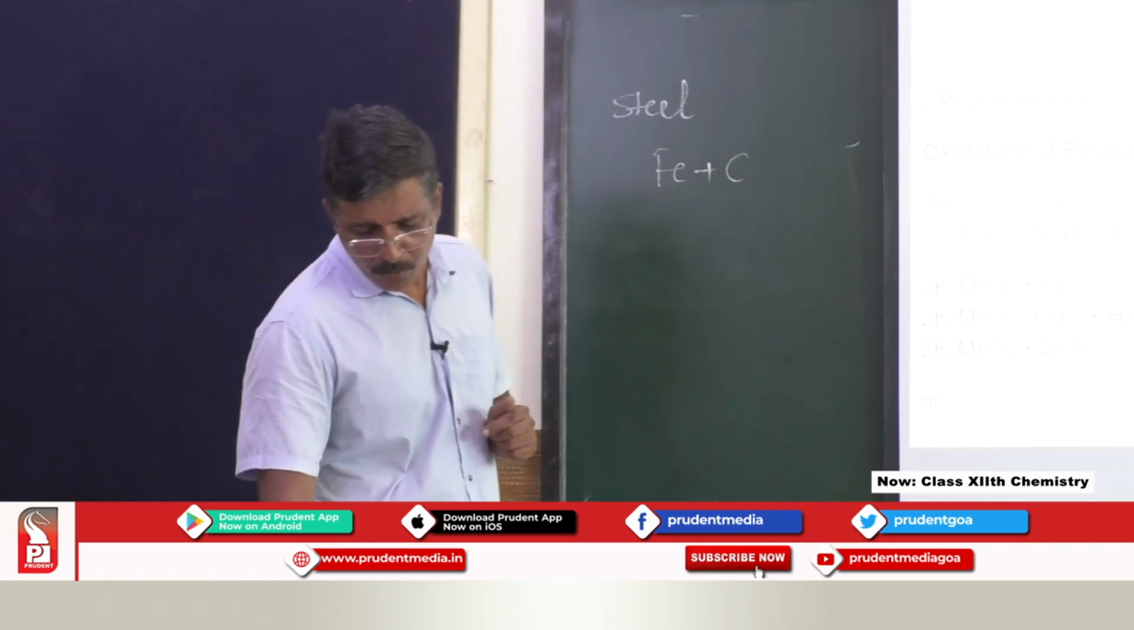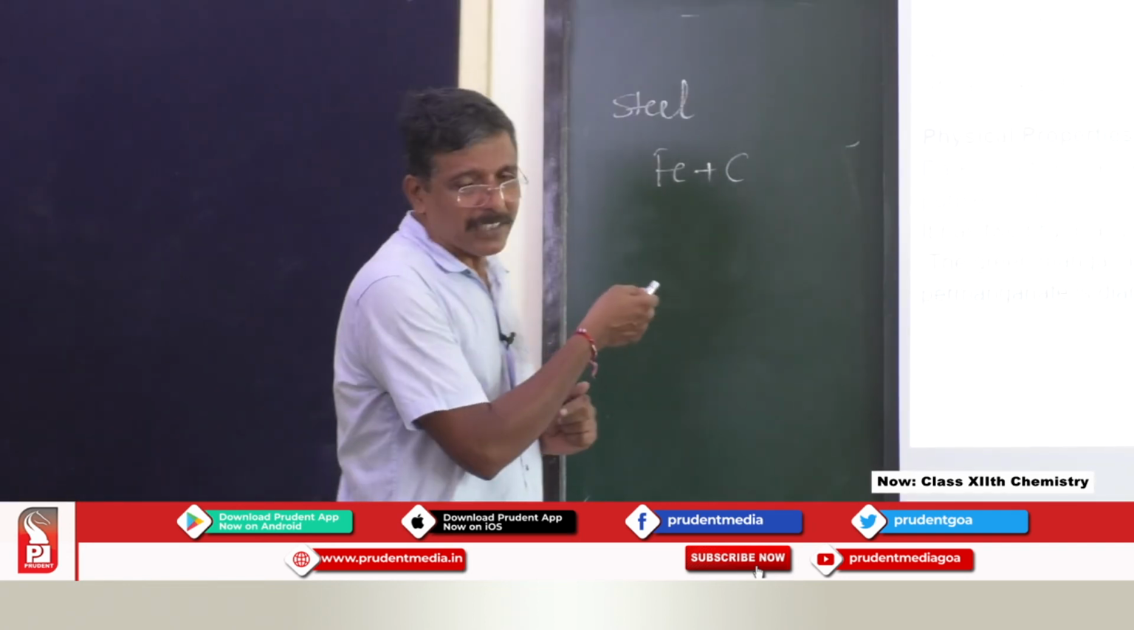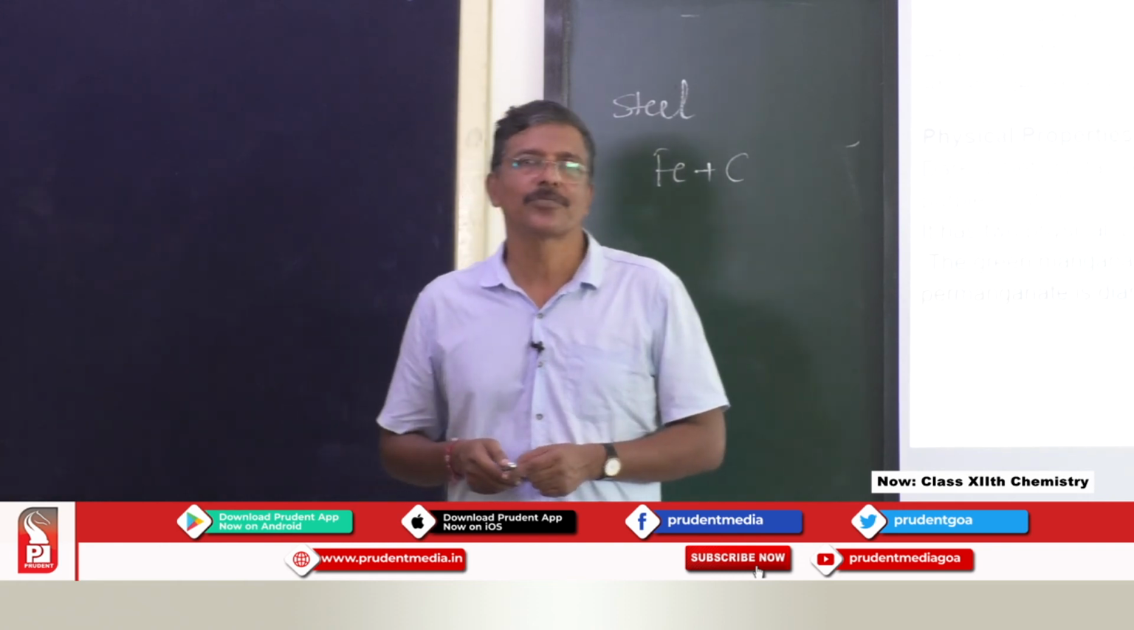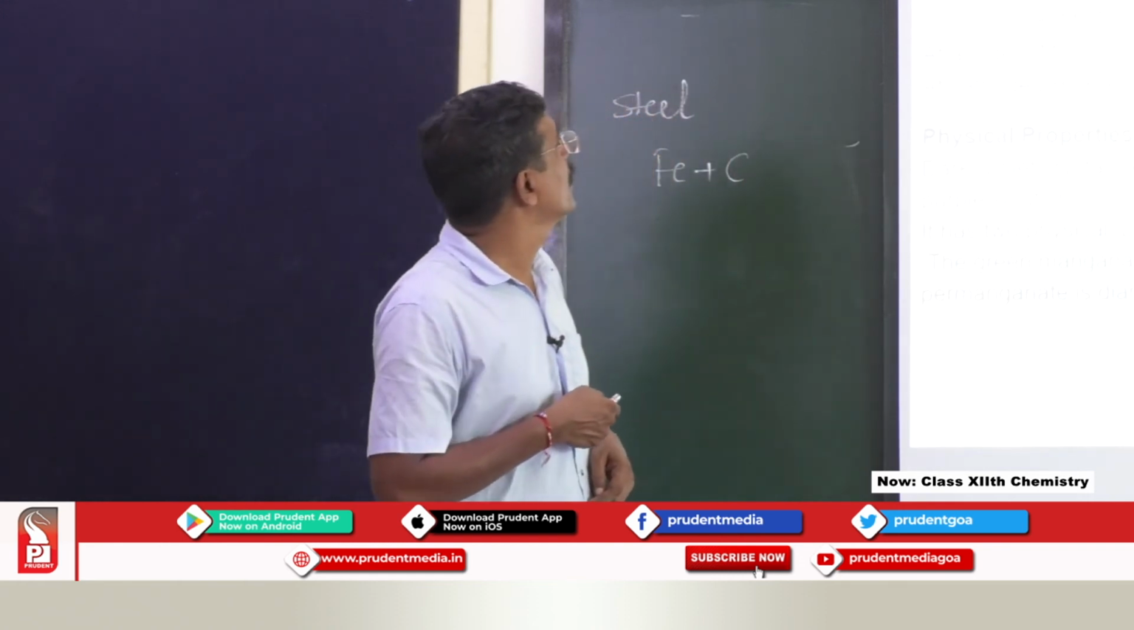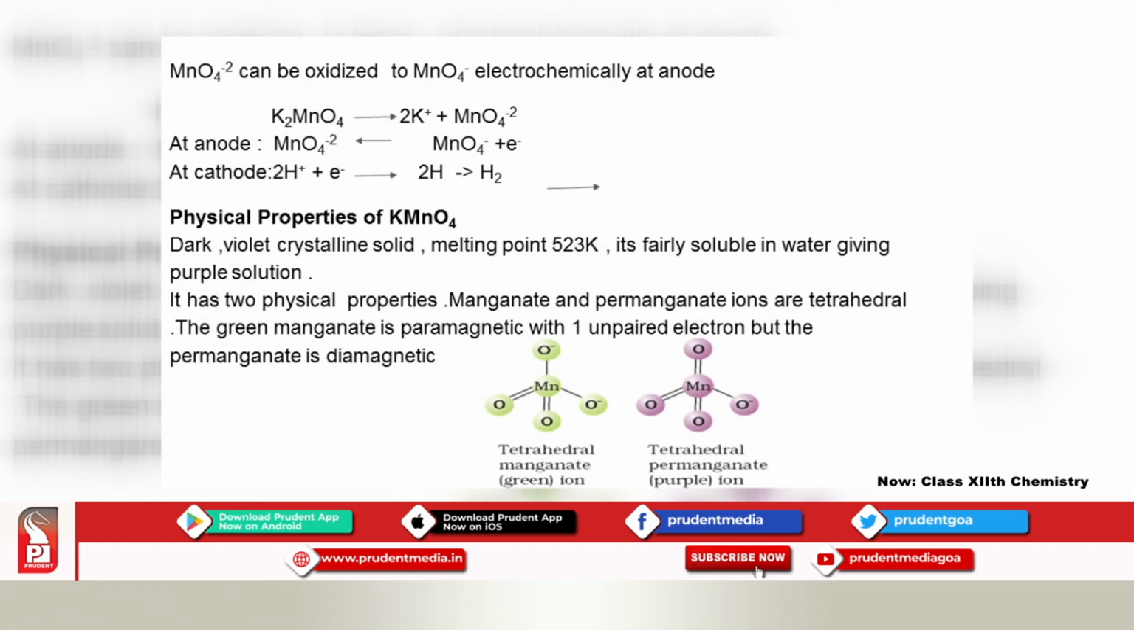Or you can do it by an electrolytic method. In the electrolytic method, what happens? MnO2 can be oxidized to MnO4 electrochemically at the anode. See here, K2MnO4 will split into 2 K+ and MnO4 2-.